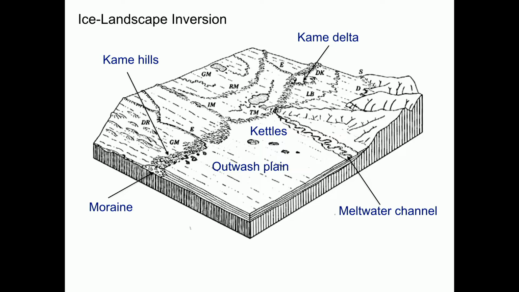That delta that built out into the lake, once the lake is gone, becomes a fairly large hill called a kame delta. And then meltwater flowing across the outwash plain will erode very wide and relatively shallow meltwater channels. So these are the kinds of things that we associate with the margin of a glacier, and we can look for these features in the landscape of Long Island, and not surprisingly, they're all over the place.